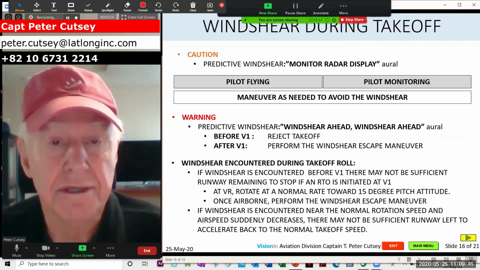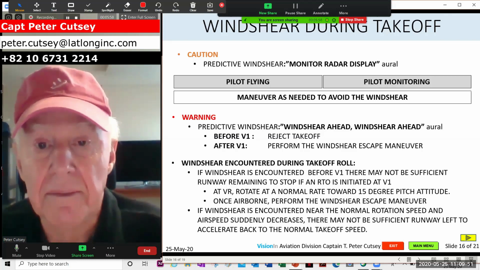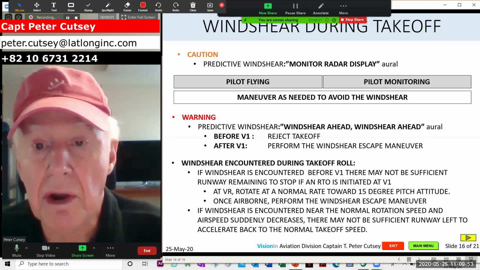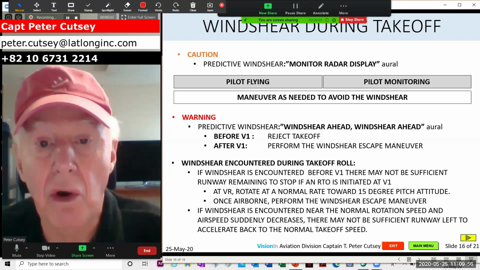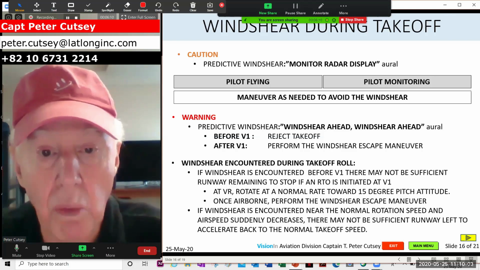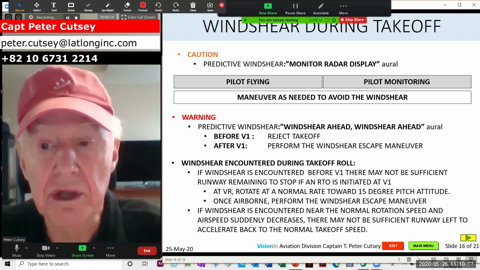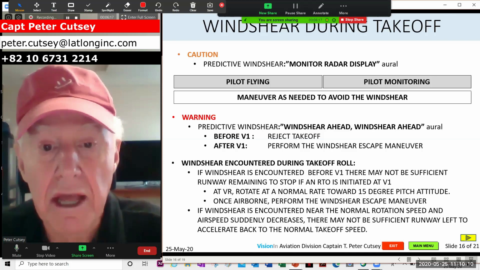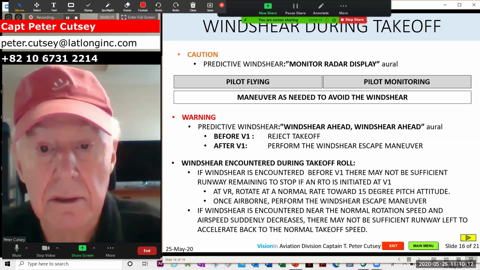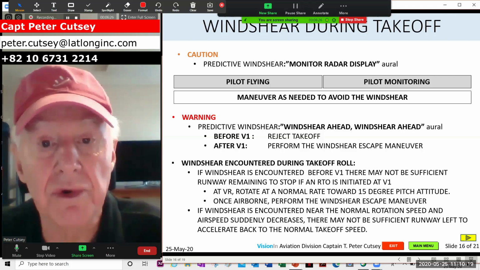Predictive wind shear is what we're talking about, and you will get a monitor radar display oral. So the pilot flying maneuvers as needed to avoid the wind shear. With a warning, predictive wind shear ahead, or a warning before V1, reject. After V1, perform the wind shear escape maneuver, which we will discuss.